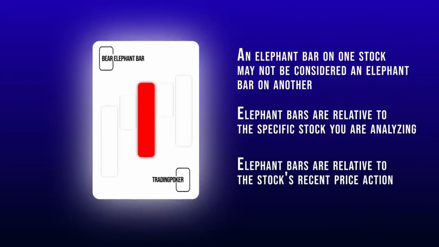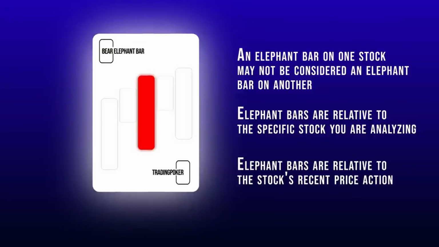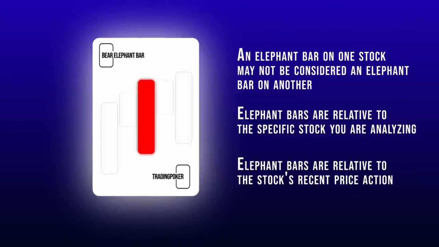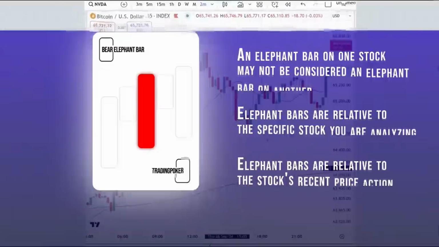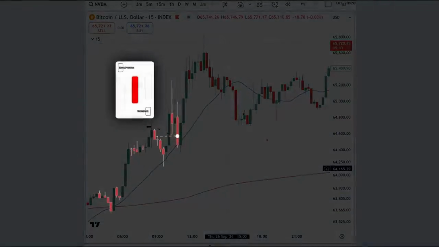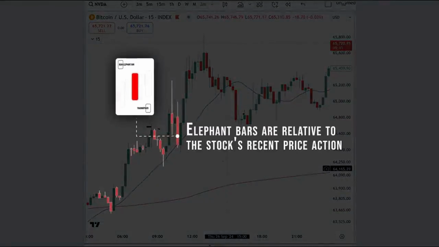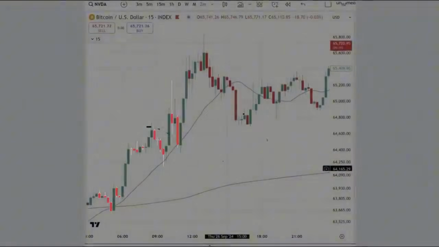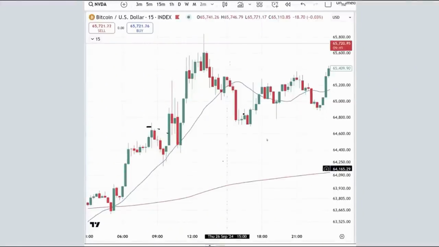This might be an elephant on this stock, but if you were to flip to something else, that might be small. That might not qualify as an elephant. It's relative to its recent past, you see? And this is very sizable relative to the type of red bars it has recently been producing. All right, it's always relative to the actual play itself.